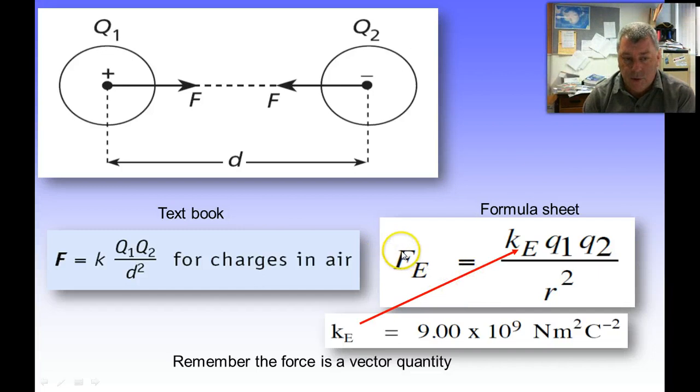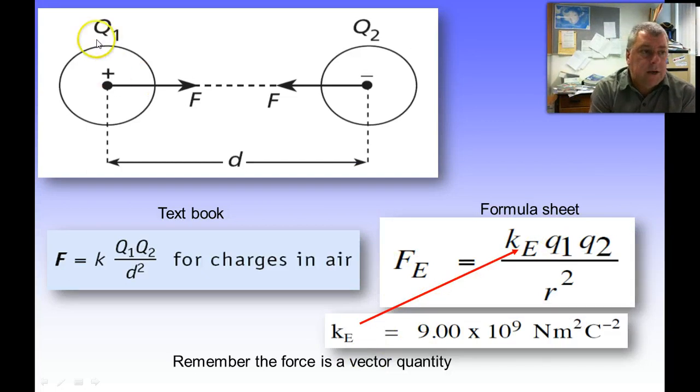So we would say force electric equals, now k is a constant. It's called the electrostatic constant, hence the E, and it has a value of 9 times 10 to the 9 newton meters squared coulombs to the minus 2. Again, these units are here just to make sure that when we put meters into there and coulombs into there, we get newtons out of here. Okay, and there's our charges.